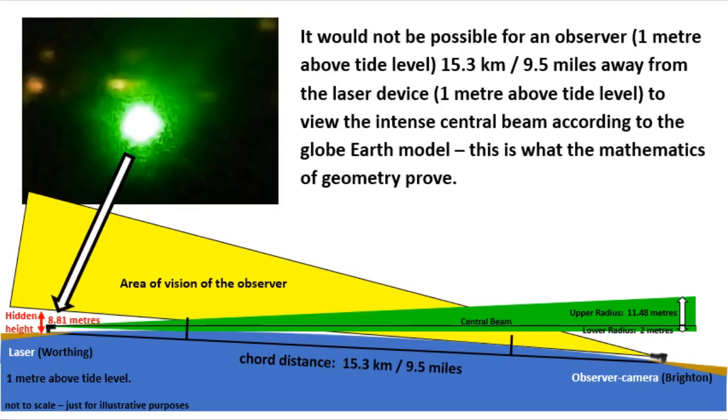It would not be possible for an observer 1 meter above tide level, 15.3 kilometers or 9.5 miles away from the laser device, 1 meter above tide level, to view the intense central beam according to the globe Earth model. This is what the mathematics of geometry prove.